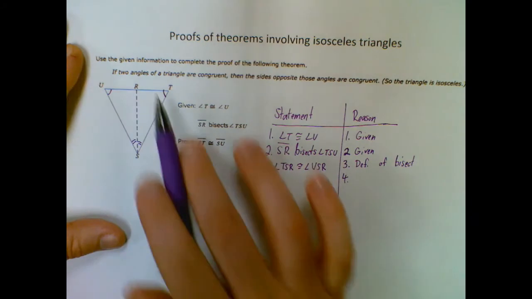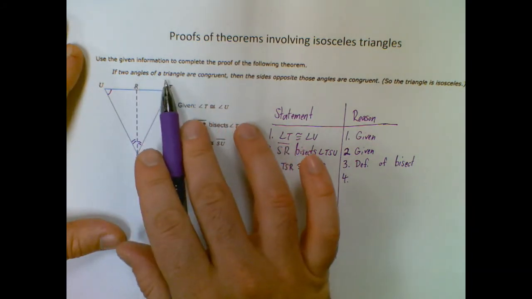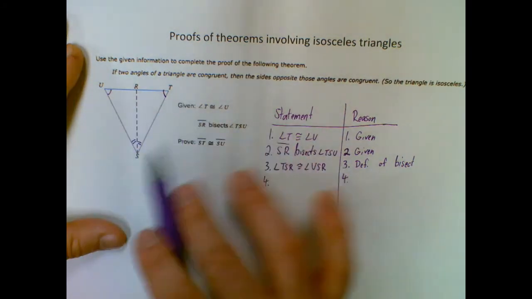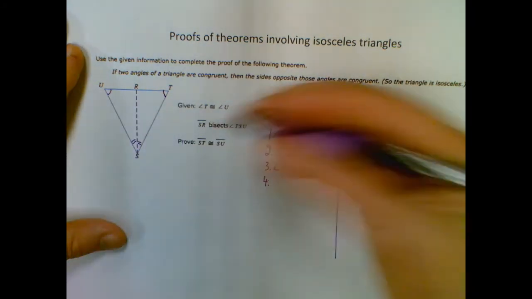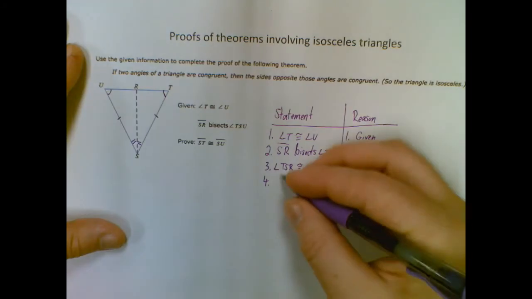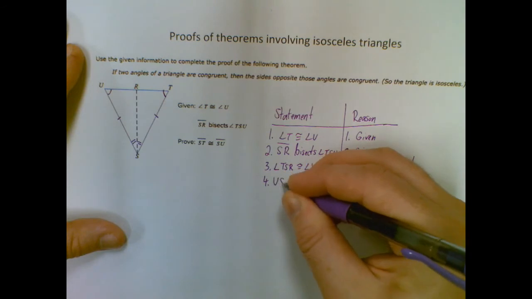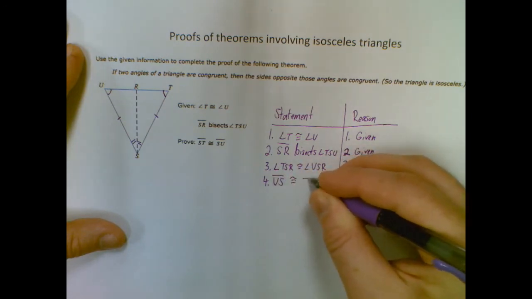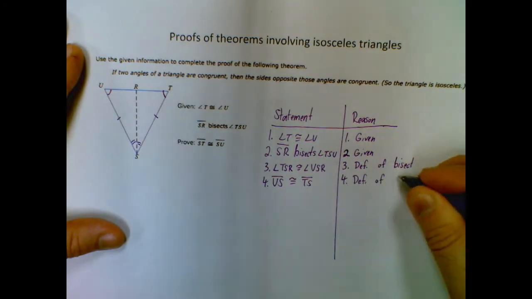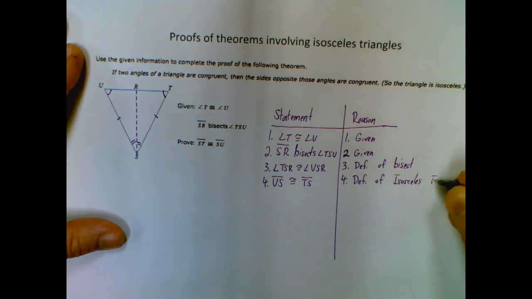So this is actually where this definition is going to come in. If two angles of a triangle are congruent, we'd have of this big triangle here, then the sides opposite those angles are congruent. So that's saying this has to be equal to that. Okay, so I can say that US is congruent to TS by the definition of an isosceles triangle. I believe is what they're getting at with this one up here.